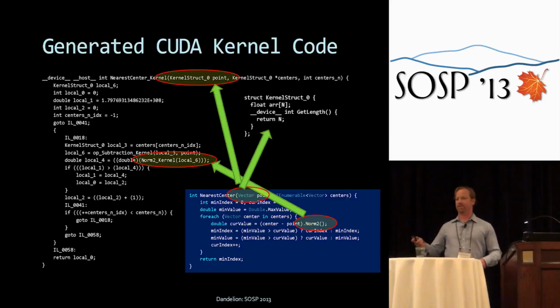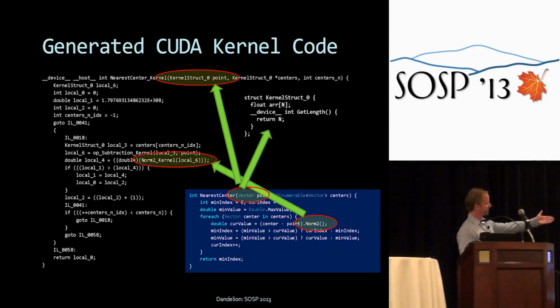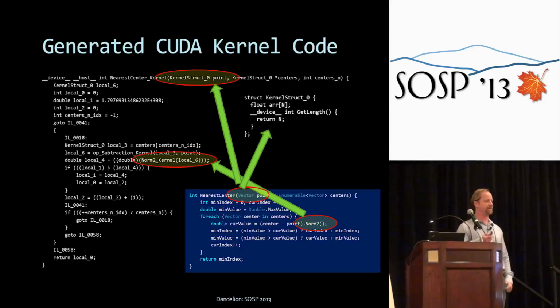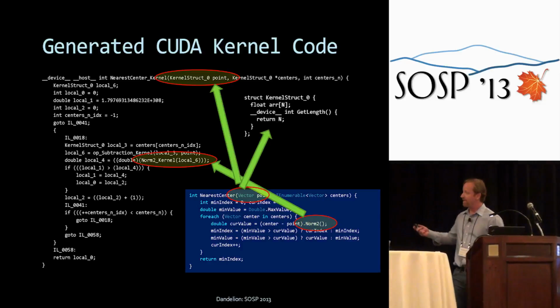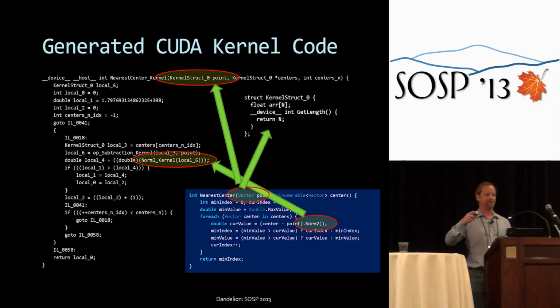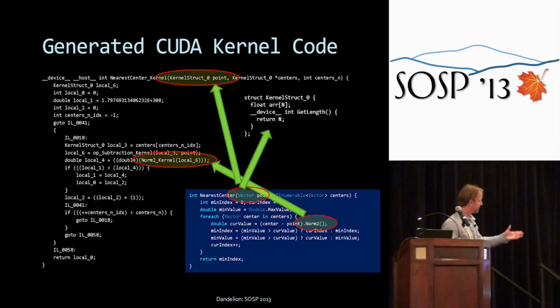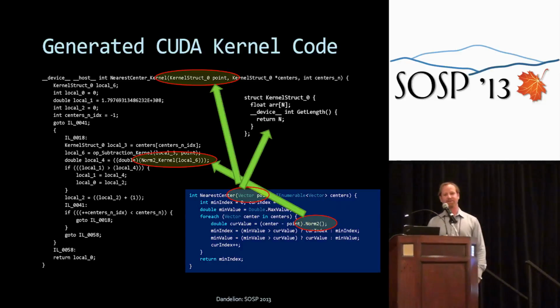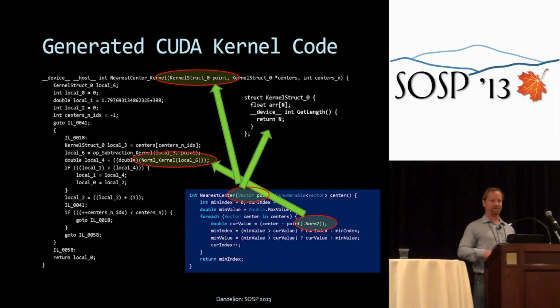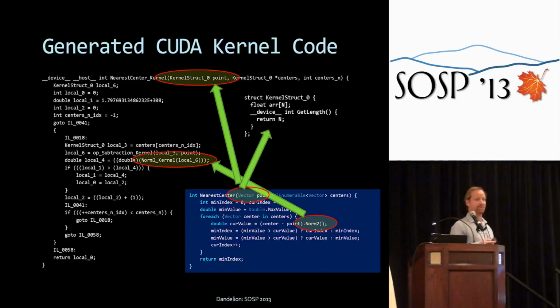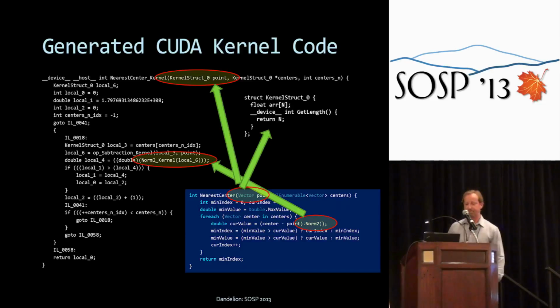So giving you a sense of what this looks like in real life, here in the right lower corner is the actual nearest center code, and here is the dynamically generated CUDA kernel code. Again, I do not expect you to read it. I just want to illustrate that the vector type winds up being translated to a kernel struct _0 type, and our nested calls wind up translated to other calls into CUDA kernels.